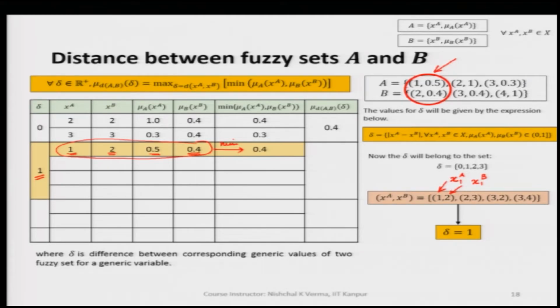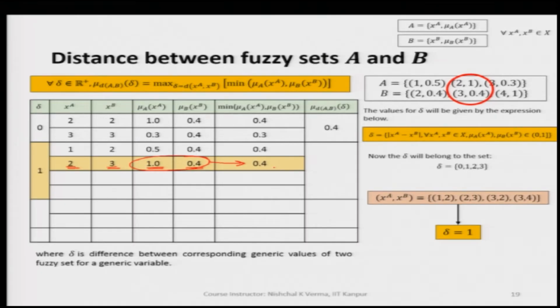Now let us take the other pairs for which we get delta equal to 1. When we take the second pair, 2 3, we first enter these values 2 3 as x A, x B, and then we take mu A of x A and mu B of x B, and we take the minimum of these two, which comes out to be 0.4, and that is how we get 0.4 here.